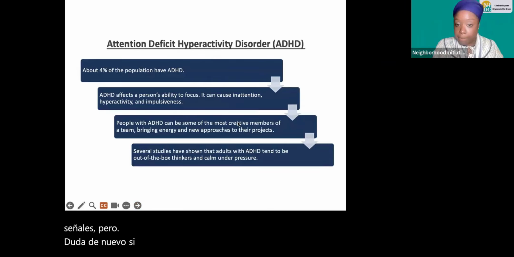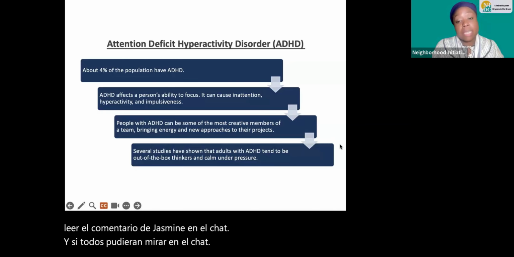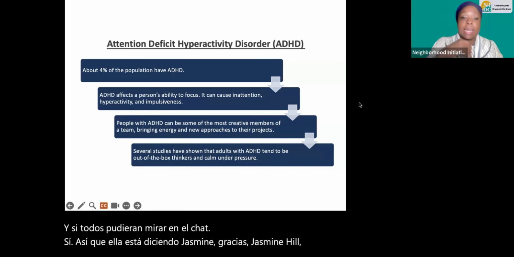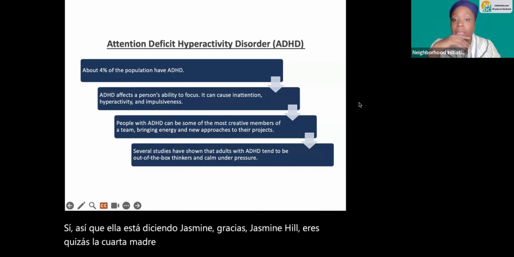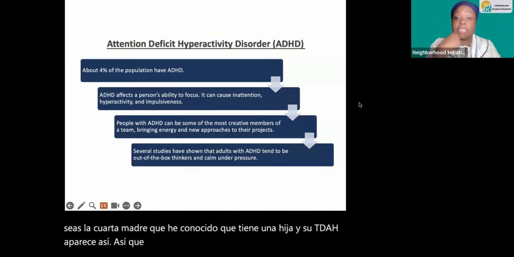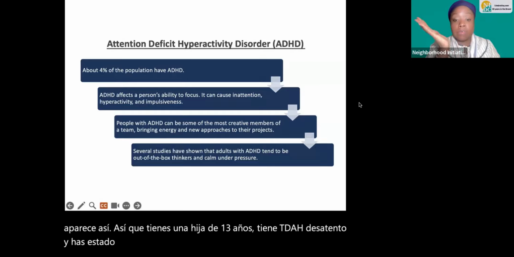And let me read Jasmine's comment in the chat. And if everyone could look in the chat. Yes, so she's saying, Jasmine, thank you, Jasmine Hill. You are maybe the fourth parent that I have met who has a daughter and her ADHD shows up like this. So you have a daughter who's 13. She has inattentive ADHD, and you've been trying to get SSI and certain services for her.